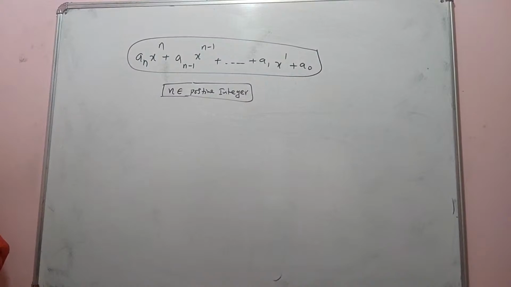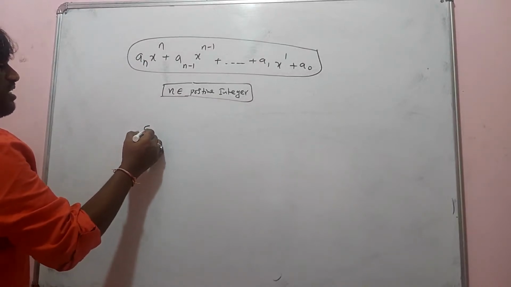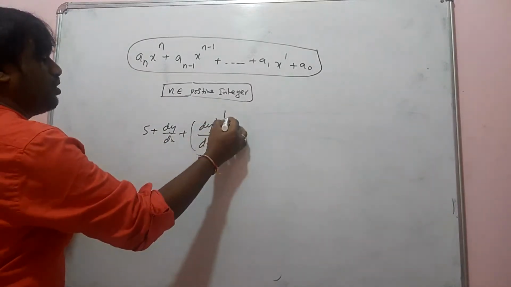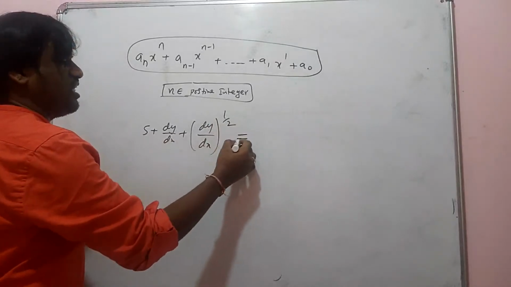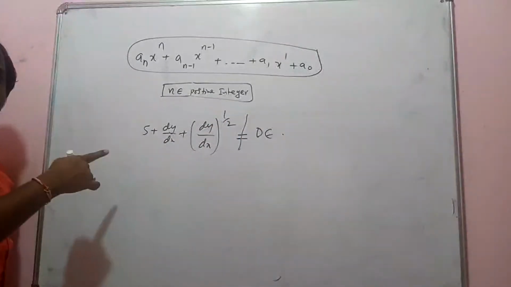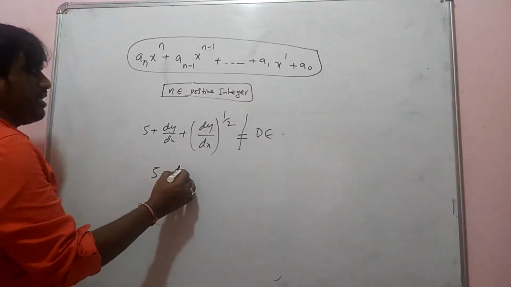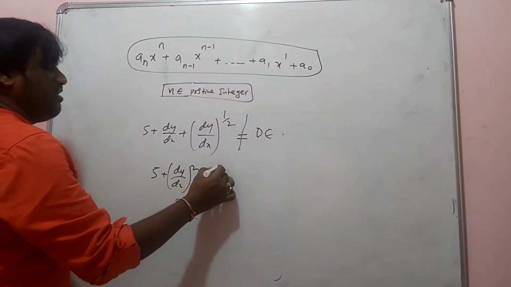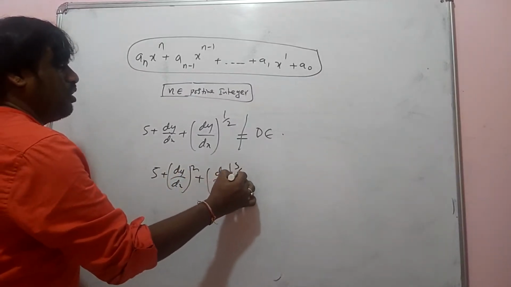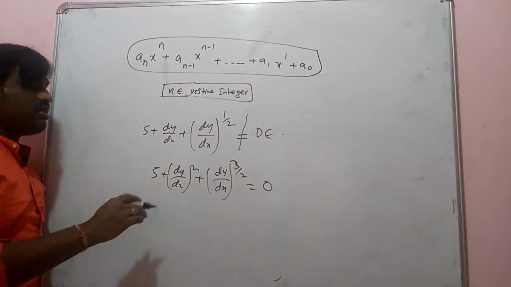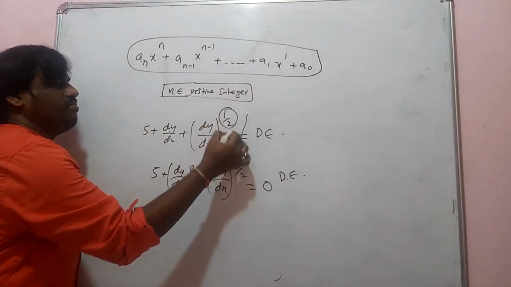Also there is a condition: the power of the derivative should be a natural number. Suppose I am expressing 5 plus dy/dx plus (dy/dx) whole power 1/2. If I write like this, it is not a differential equation, because the power should be a natural number. Suppose you have 5 plus (dy/dx) whole square plus (dy/dx) whole power 3/2, equal to 0. Then this is not a differential equation, because the power is 3/2.